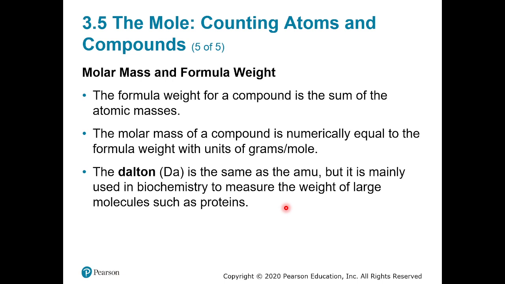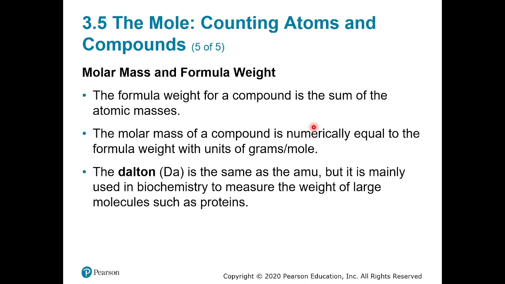Okay. So molar mass and formula weight. The formula weight of a compound is going to be the sum of the atomic masses. The molar mass of a compound is numerically equal to the formula weight, and it just has units of grams per mole. These are related concepts. Formula weights are the same thing as a molecular mass or molar mass. The only difference is that molar masses are for covalent compounds. Formula weights are for ionic compounds. Okay? You do the same thing.